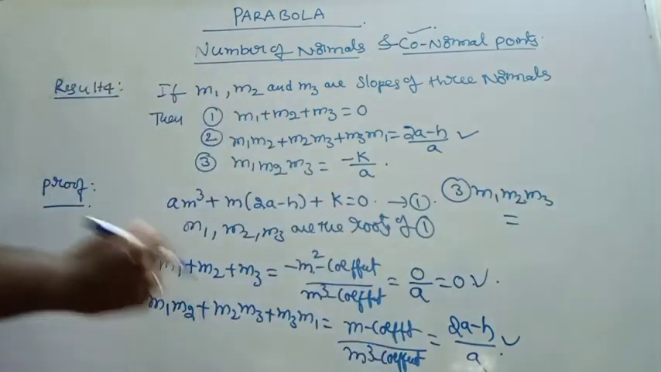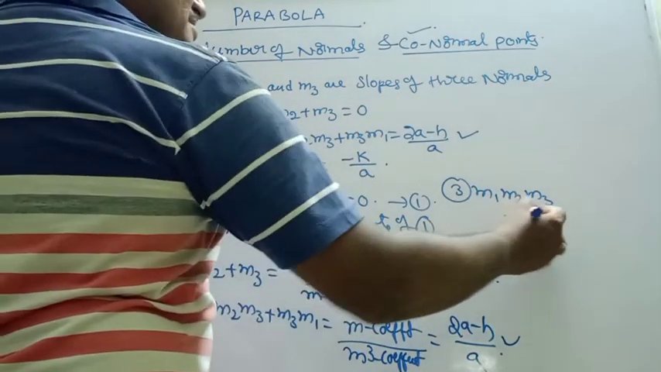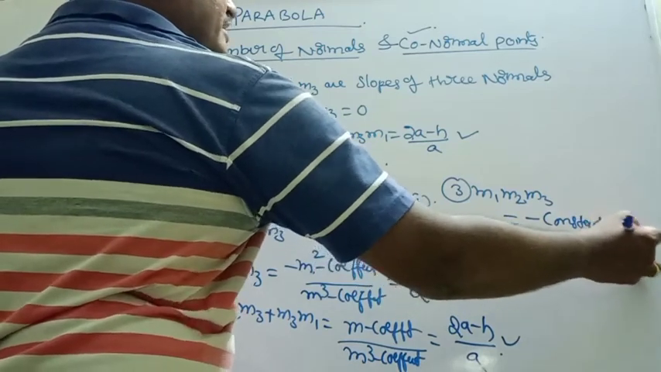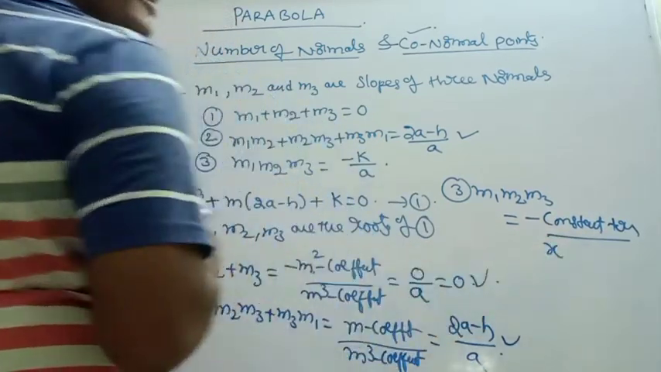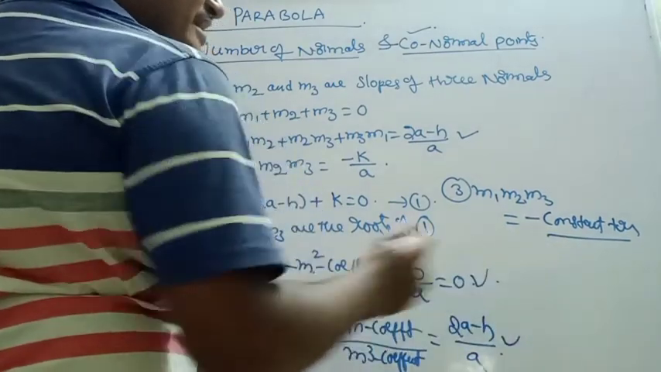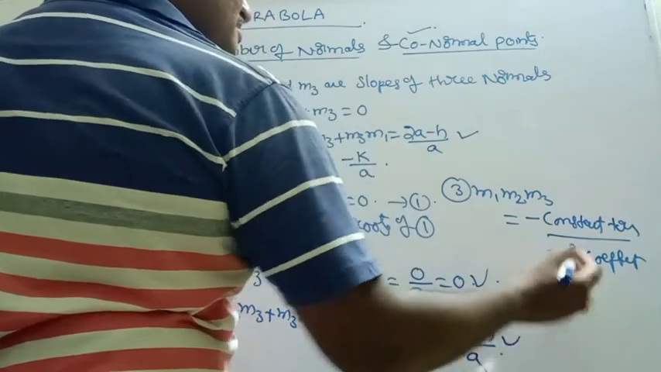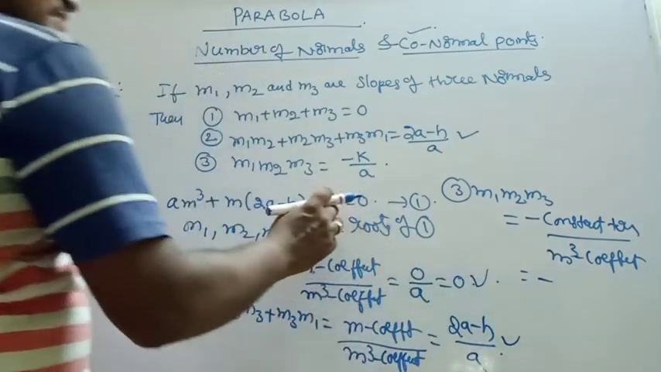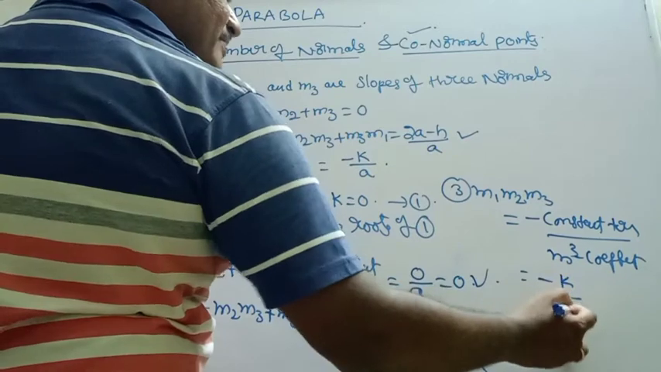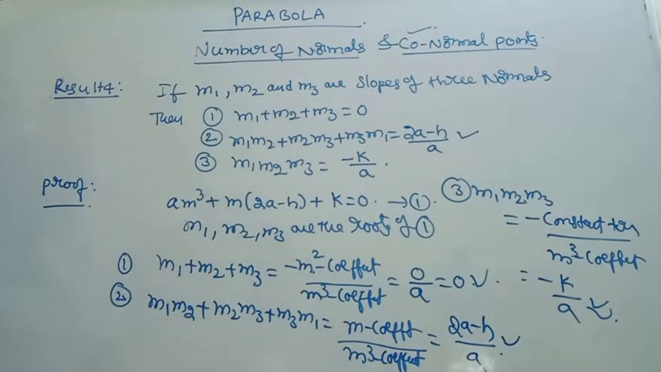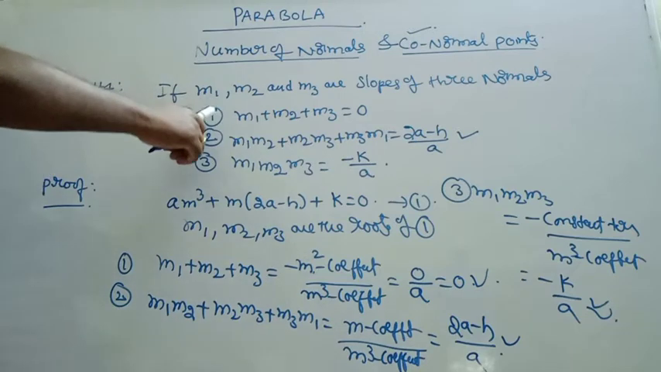The product of the three roots is nothing but minus the constant term divided by the x cube coefficient. Here x cube means the m cube coefficient. So this is minus the constant term, which here is minus k by a. Like that, we have nicely got the third result also. Therefore, it's a very important result, my dear students. If m1, m2, m3 are the slopes of three normals, then they satisfy this condition.